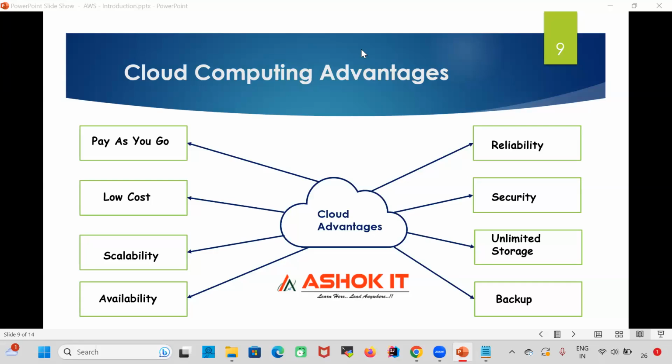Then what about reliability? Reliability is nothing but strong infrastructure. Whatever resources we are taking from the cloud provider, they are not going to fail. Reliability is nothing but robust infrastructure. They are well tested, already proven in the market. People have been using them for years. So the infrastructure we are using from the cloud provider is robust infrastructure.